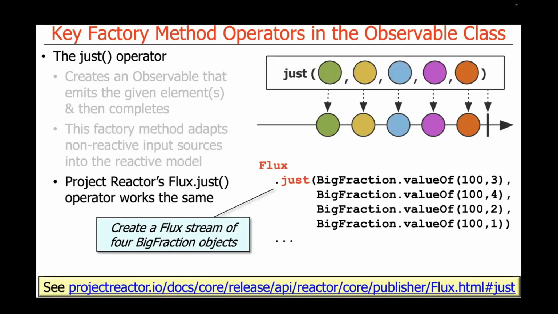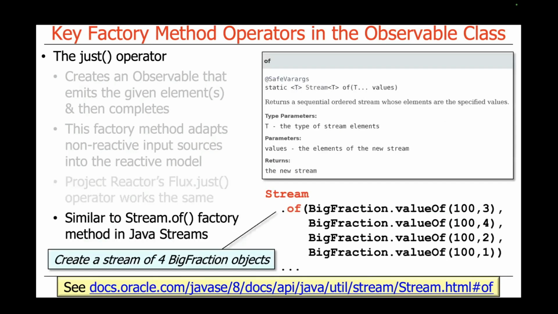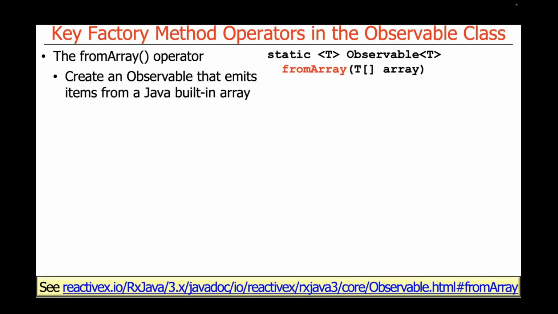Project Reactor has a just method in its Flux class that works exactly the same way the just method on the observable does. Don't worry too much about this. We won't talk about it much more, but just be aware that these are very similar. Also, if you recall Java streams, they had an of factory method that could make a stream of objects, in this case, big fraction objects, using of. So once again, same idea. You can have a factory method that makes a stream of things.